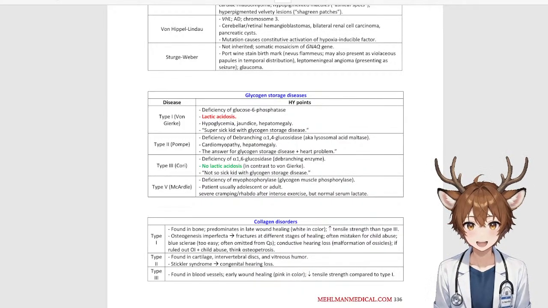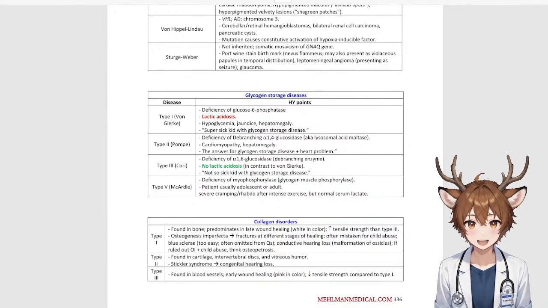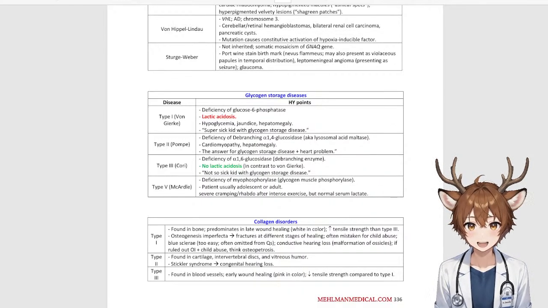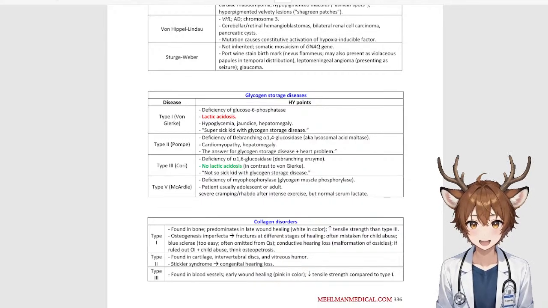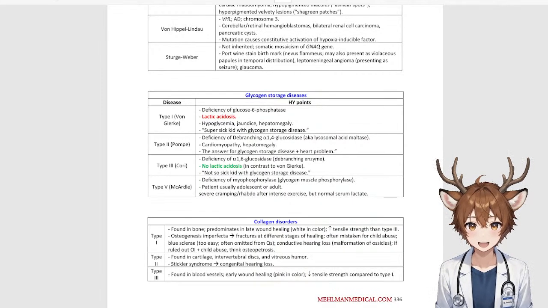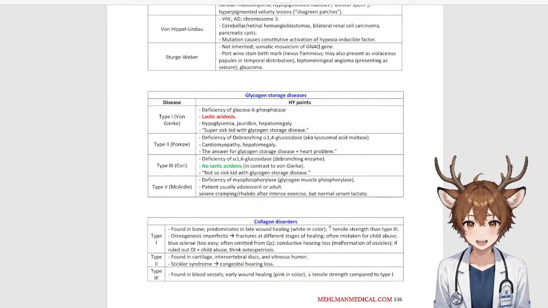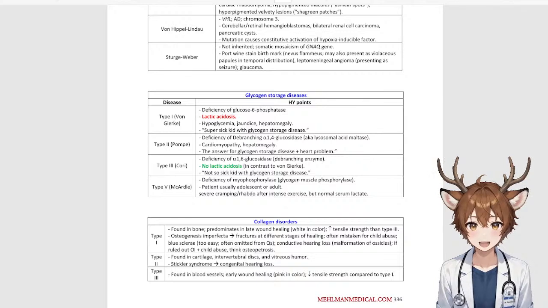McArdle disease, deficiency of myophosphorylase, glycogen muscle phosphorylase. Patient usually adolescent or adult. Severe cramping/rhabdo after intense exercise, but normal serum lactate. So serum lactate is normal, but you have severe cramping, and I would assume that's rhabdomyolysis after intense exercise.